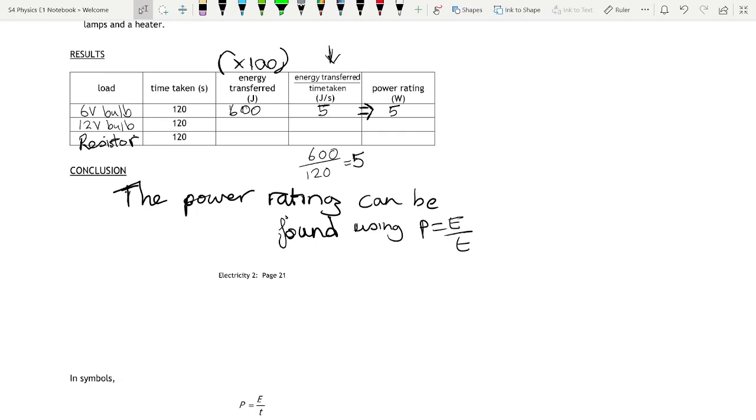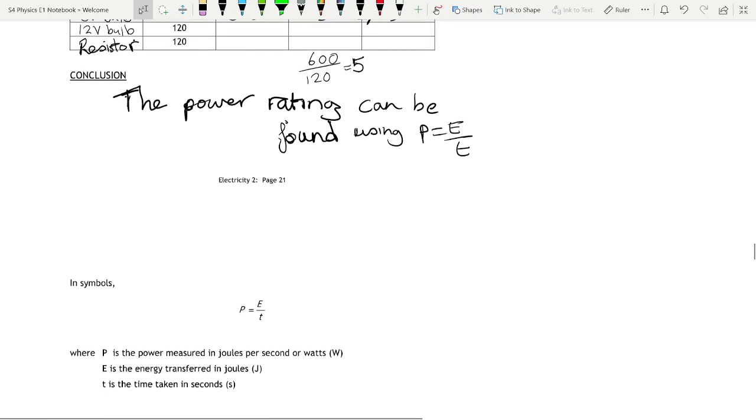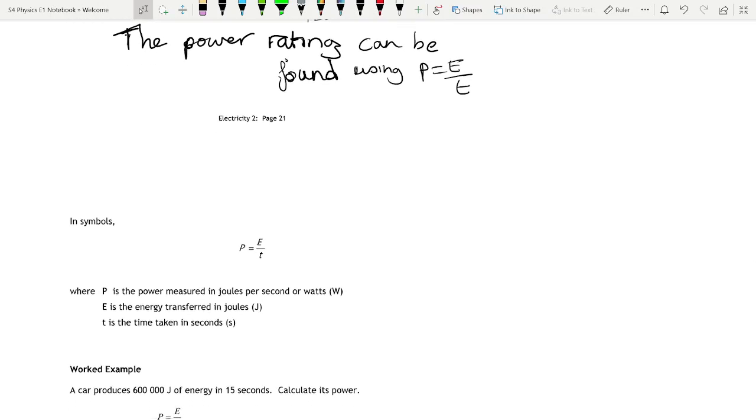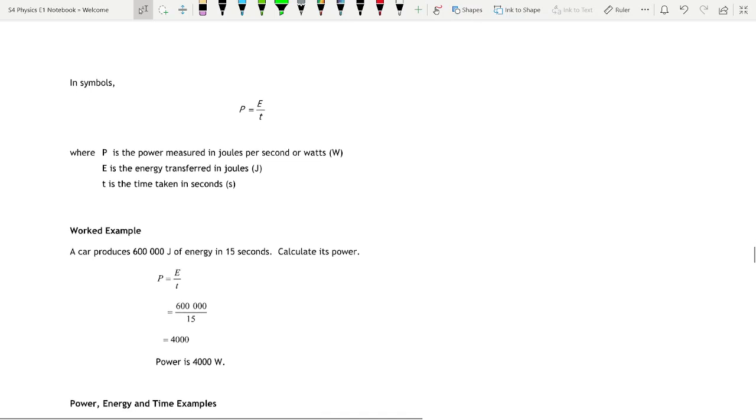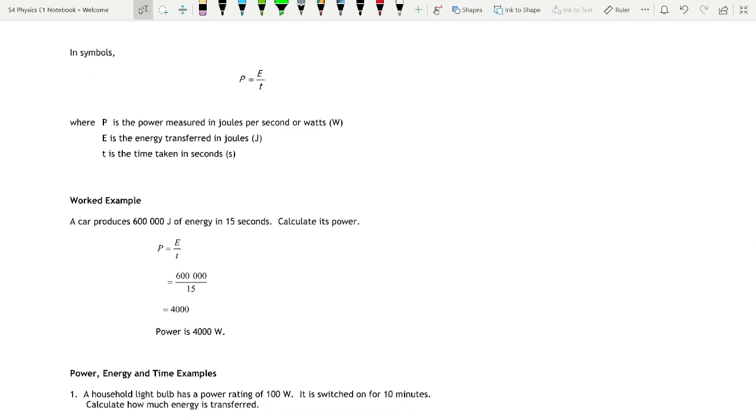So in symbols, power equals energy over time. P equals E over T. You've come across this equation before. You have used it before. So where P is the power measured in joules per second or watts, capital W, E is the energy transferred in joules, and T is the time taken in seconds. So it's important that you change time into seconds.